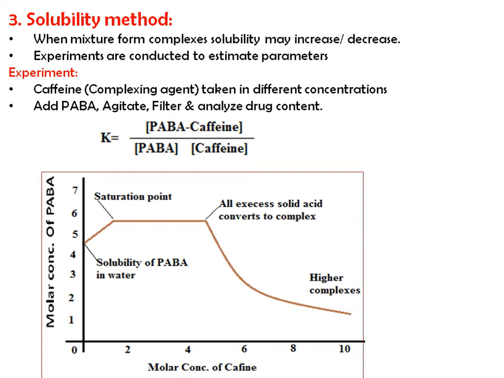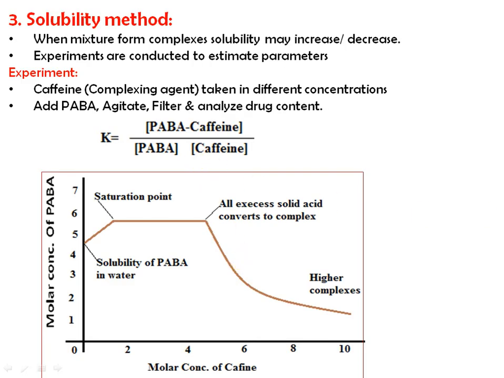Then after addition of a certain concentration of caffeine, excess of solid acid converts into the complex. From here there is a formation of higher complex, and that higher complex is having an ability to decrease solubility in this solution. So initially it forms a soluble complex, so it increases. Then after saturation point it will give you constant solubility, and after formation of higher complexes solubility of drug will be less.